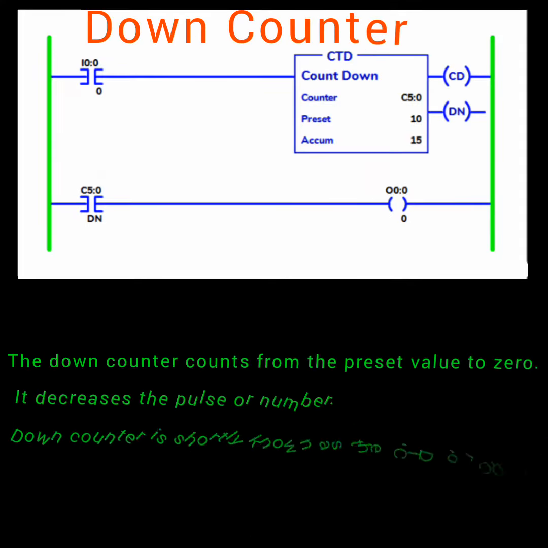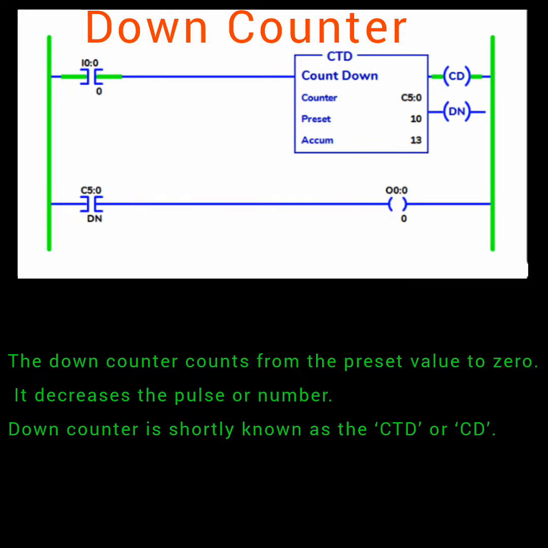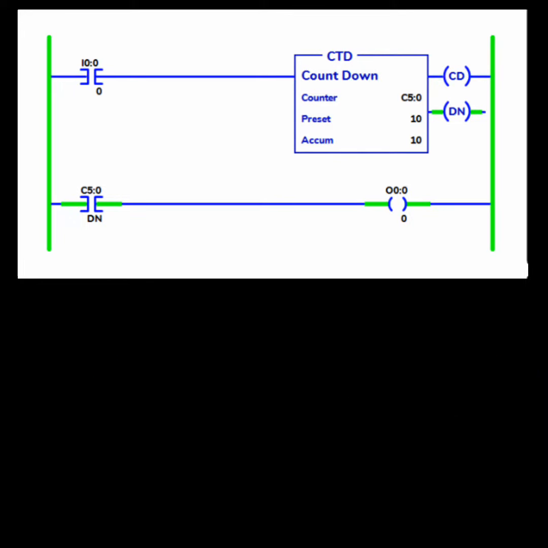The down counter counts from the preset value to 0. It decreases the pulse or number. A down counter is shortly known as the CTD or CD. Down counter function block diagram.